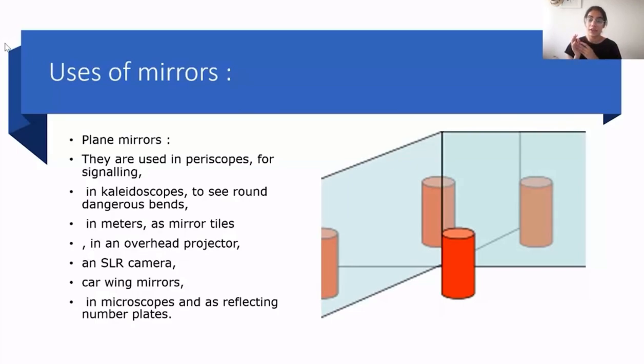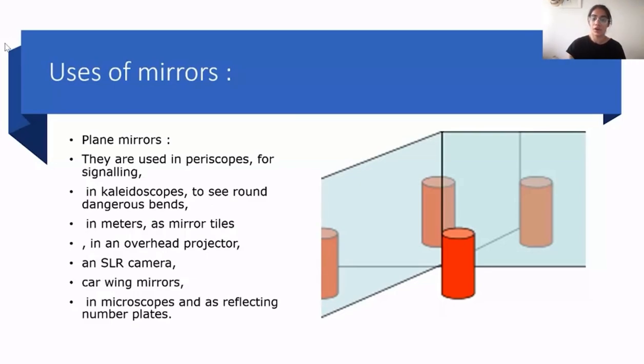Now, in mirror tiles also a lot of plane mirrors are used. Plane mirrors are also used to observe small slides or small microorganisms that are kept in front of a microscope. The plane mirror makes use of all these different events, such as refraction and reflection, and gives you different applications. They are also used in SLR cameras and overhead projectors. Mostly, kaleidoscopes and periscopes make use of multiple reflection of light by plane mirrors.